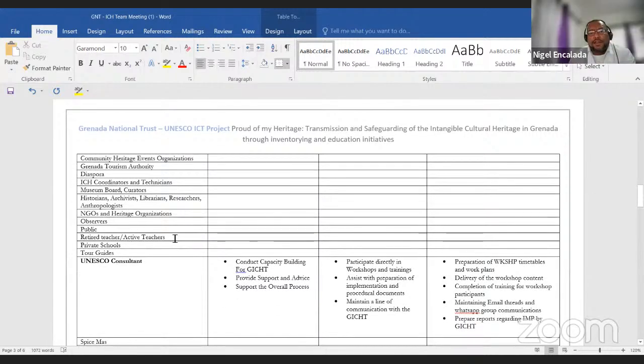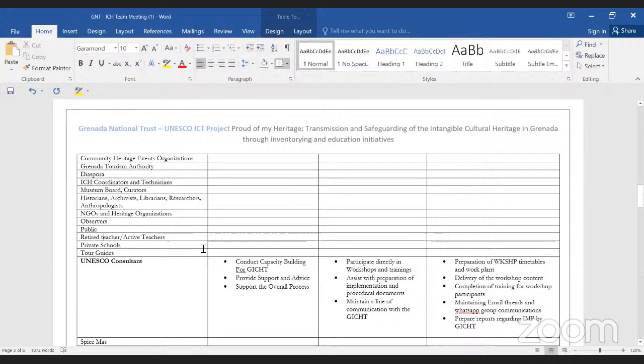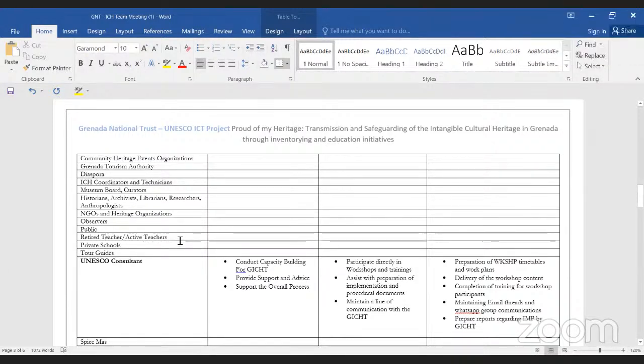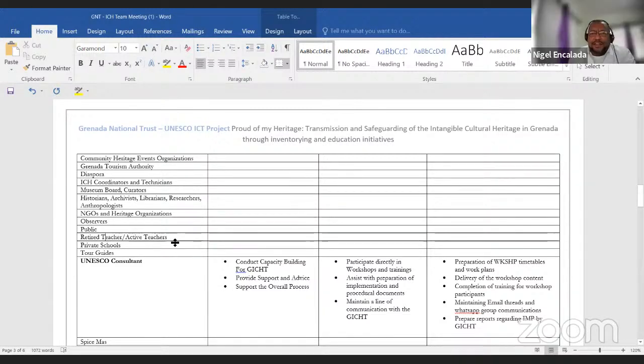And we have teachers, active and retired. There's no such thing as a retired teacher, is there? So, Nigel, I'm an active teacher. I'm actually sitting in my classroom now. Okay, who's that? Tahira. I'm also a teacher as well. My name is Janelle. Janelle John? Yes. Okay, Janelle. So, private schools, do we have representation of private schools?